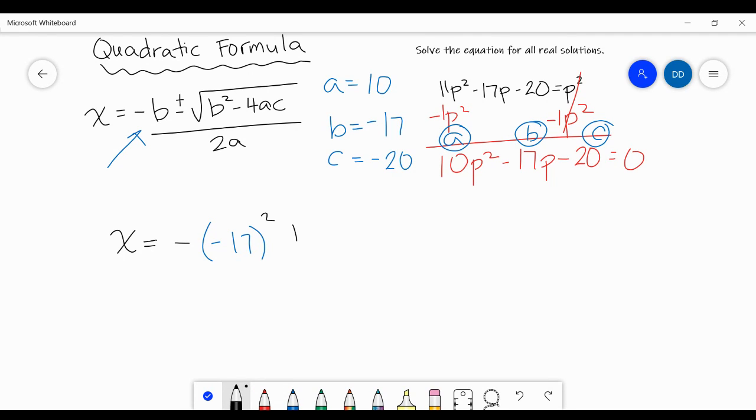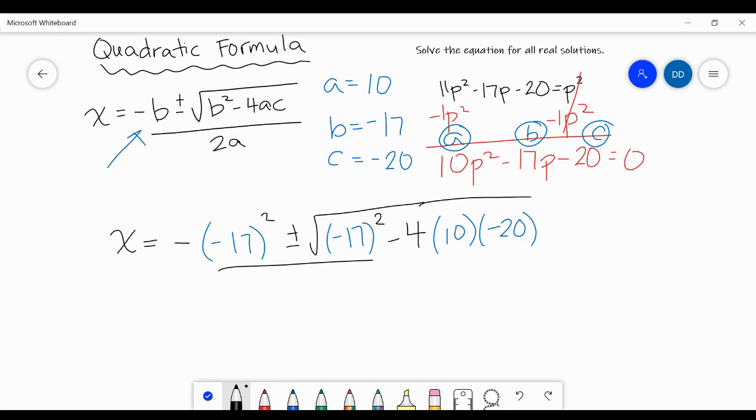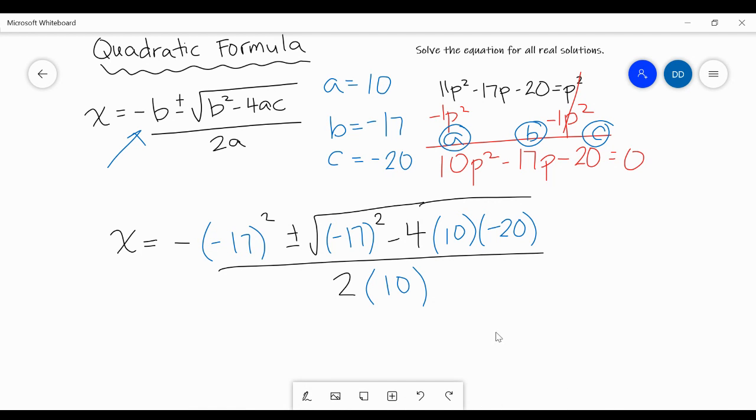Squared plus or minus. You're going to see how that comes into play in a little bit. Same thing, I'm going to put this negative 17 in parentheses. Squared minus 4 times a, which is 10, and c, which is negative 20. All over 2 times a, which is 10. So a lot of numbers. I know it looks a little confusing. Just take it step by step.